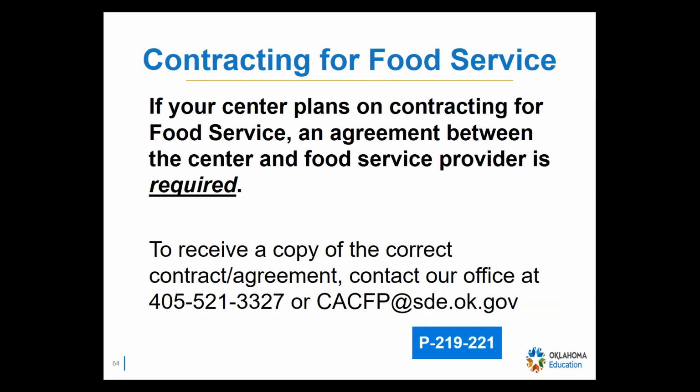If you are contracting for food, so say you have a contract with a school district, or you have a contract with any other entity, we have to have a copy of that agreement. We have two agreement prototypes. If you're a school and using a food service management company contract, that's okay. We have that information on file.